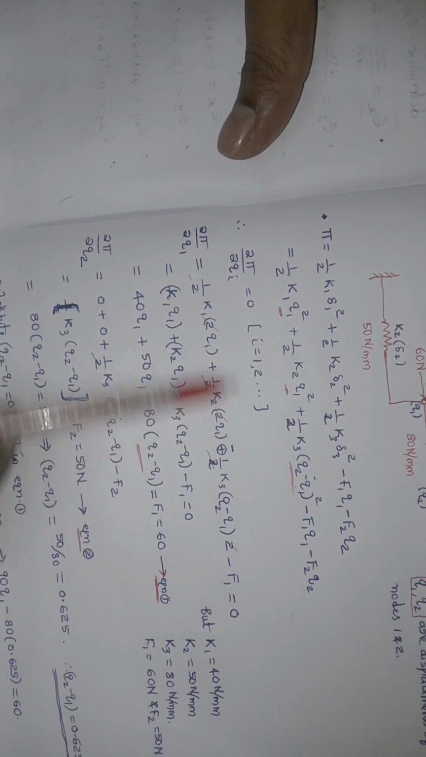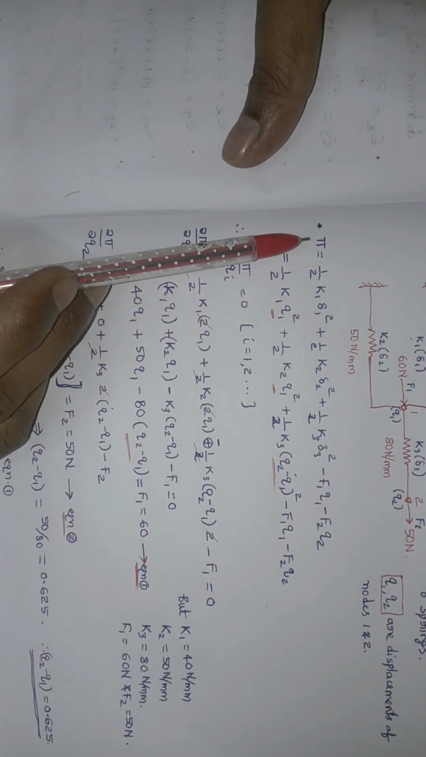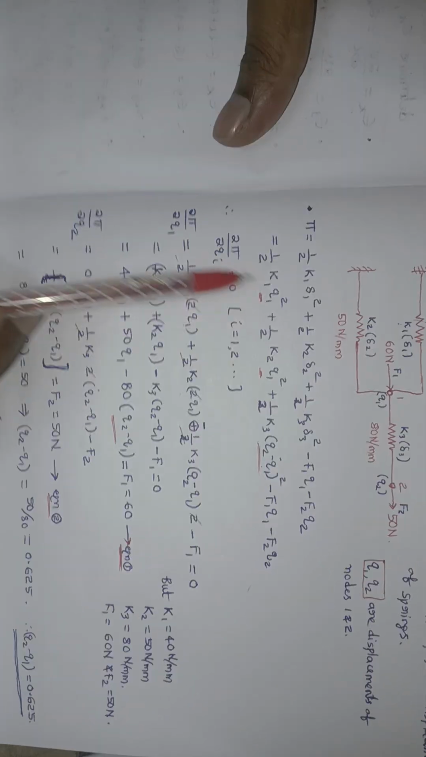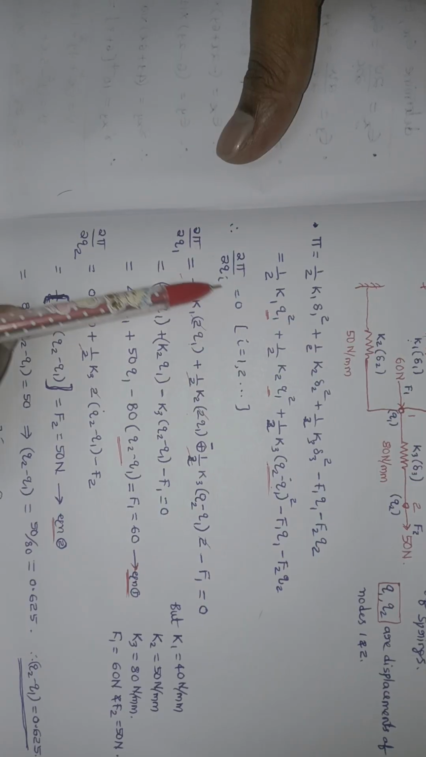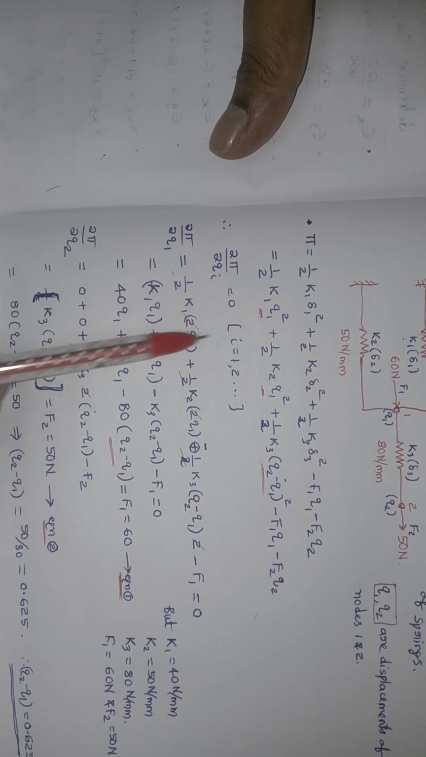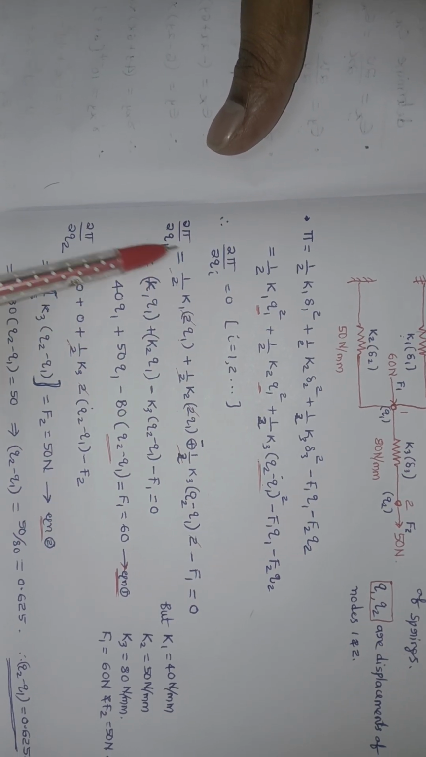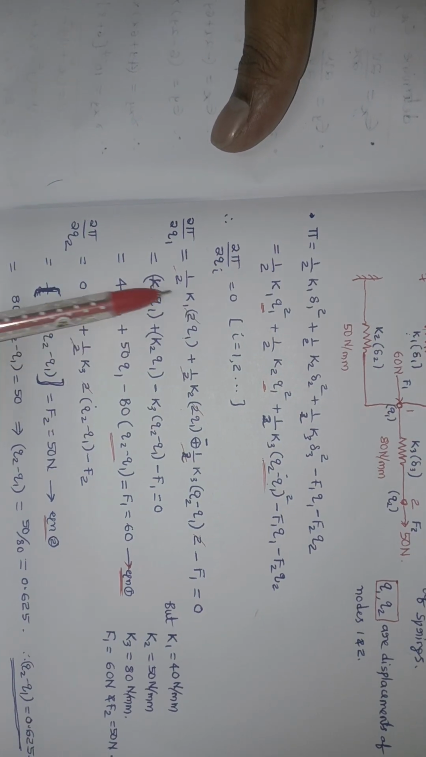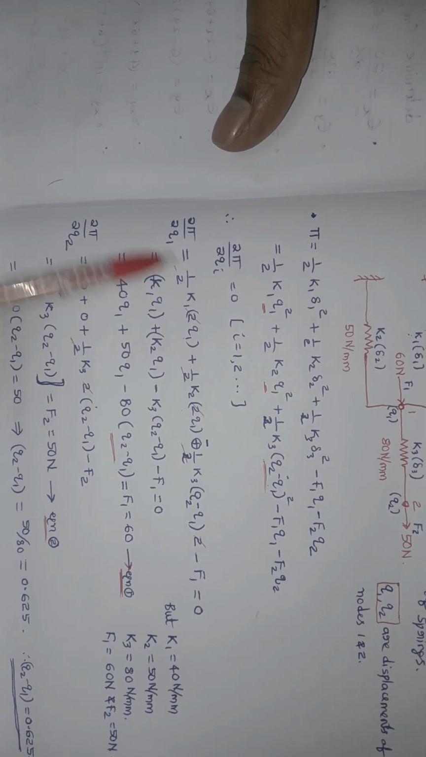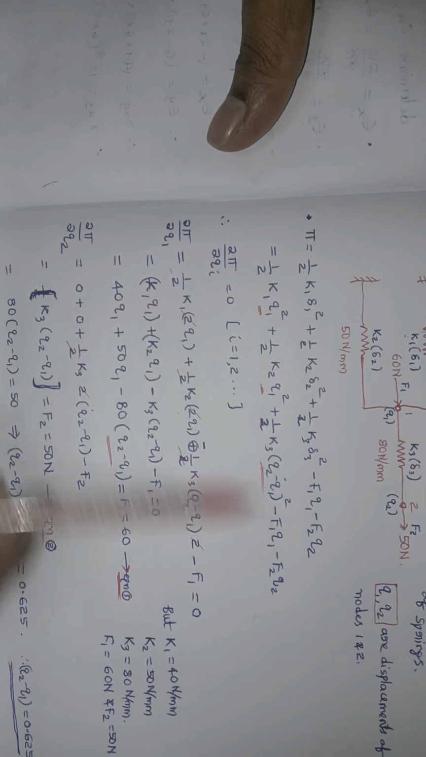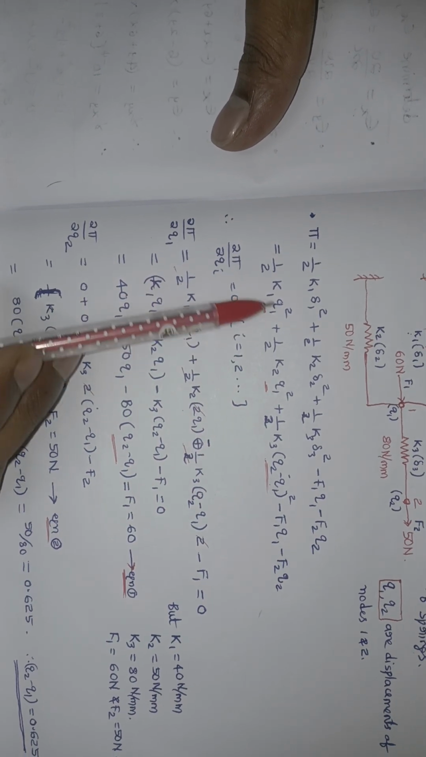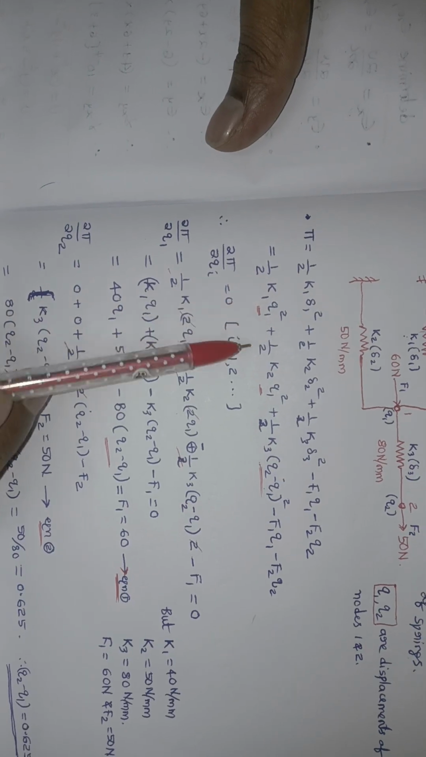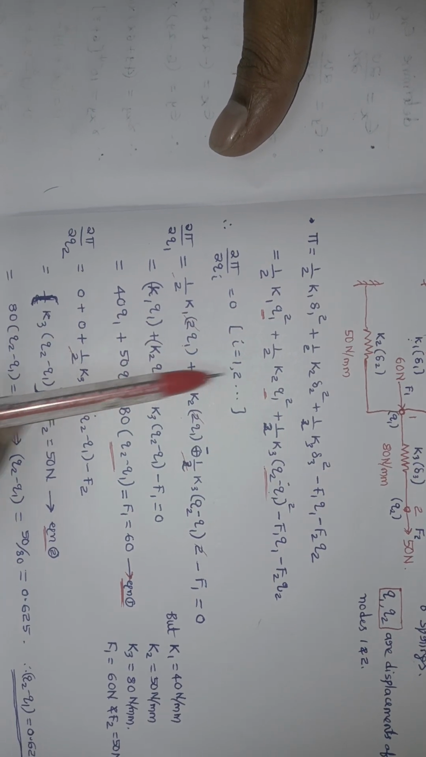Here the basic formula is dou phi by dou Q1, the strain energy function phi with respect to Q1. So let us take dou phi by dou Q1. You have to differentiate this phi function with respect to Q1. You can see from this equation, K1 like x square, 2 into x, so 2 into Q1, plus 1 by 2 K2, again 2 into Q1.